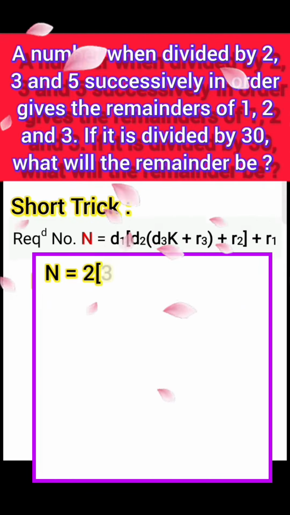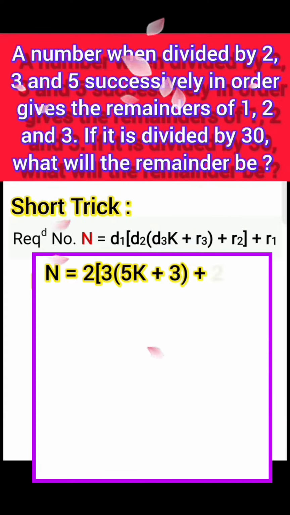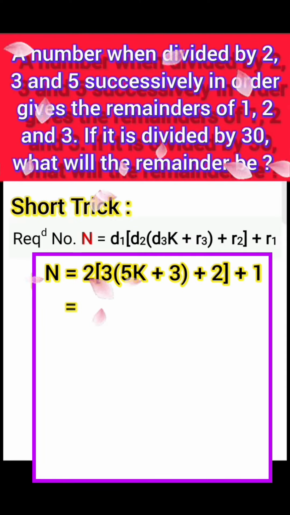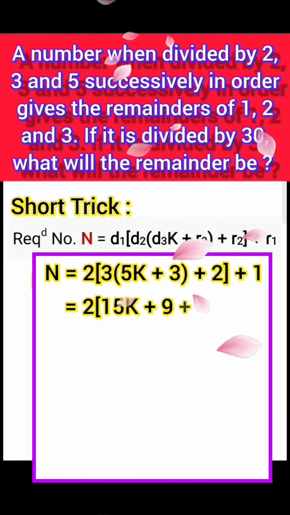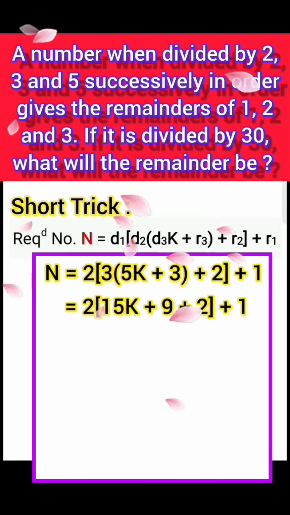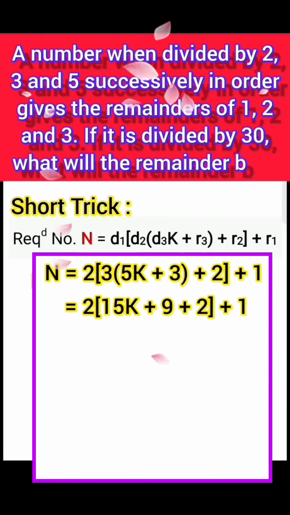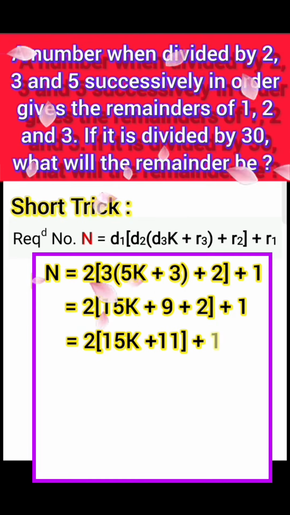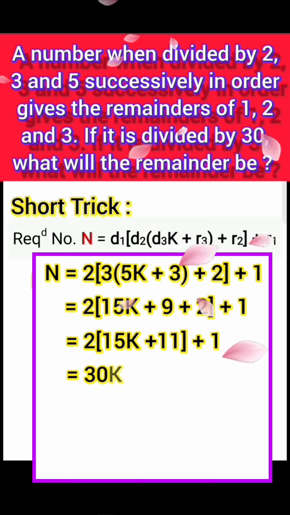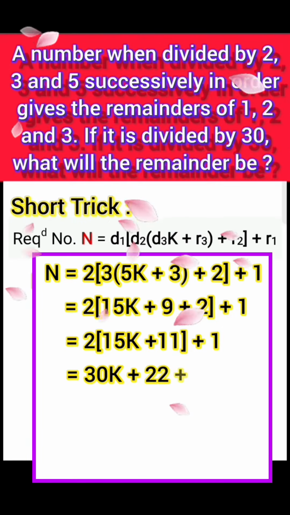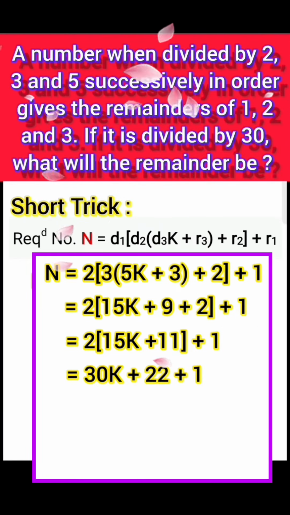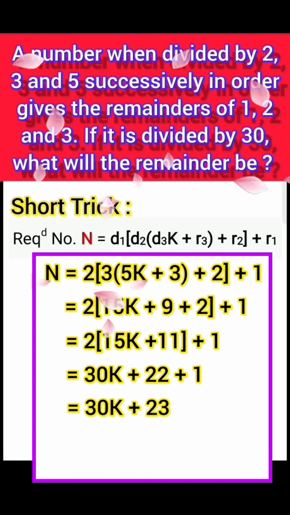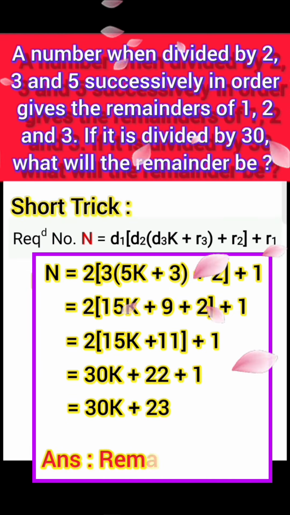Now n = 2 × 3 × 5 × k + 3 + 2 + 1 = 2 × 3 × 5 are 15k + 3 × 3 are 9 + 2 + 1 = 2 × 15k + 9 + 2 is 11 + 1 = 2 × 15 is 30k + 2 × 11 is 22 + 1 = 30k + 22 + 1 = 23. Answer: the remainder is 23.